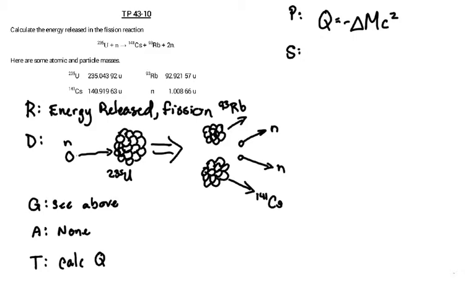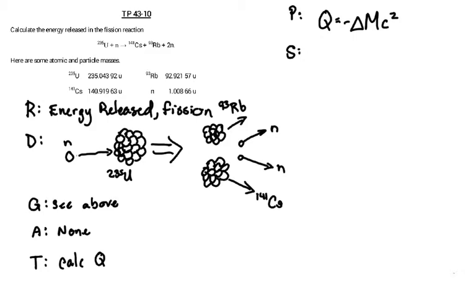Our given information is seen above with the atomic masses and particle masses. We don't have to make any assumptions. Our task is to calculate the Q value, or the energy released, in the nuclear reaction.